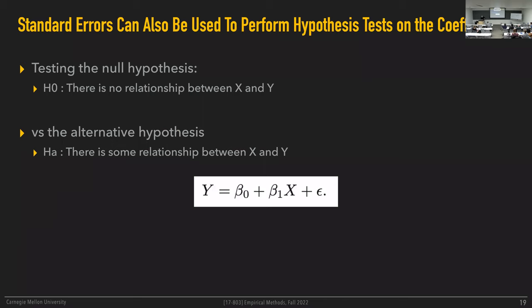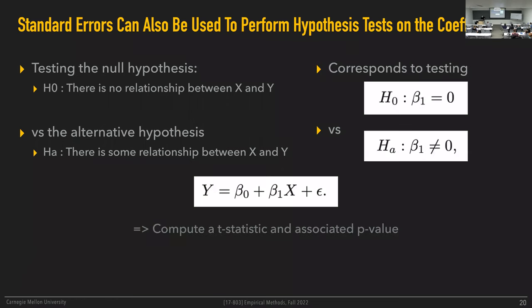So effectively, you could test the null hypothesis that there is no relationship between your x and your y versus the alternative hypothesis that there is some relationship between your x and y. And that is equivalent to testing whether these estimated coefficients are significantly different from zero or not. Let's say there's some t statistic you calculate, an associated p value that gives you some confidence in how different from zero the estimated coefficient is, right? So that's what happens internally when you estimate a regression model.